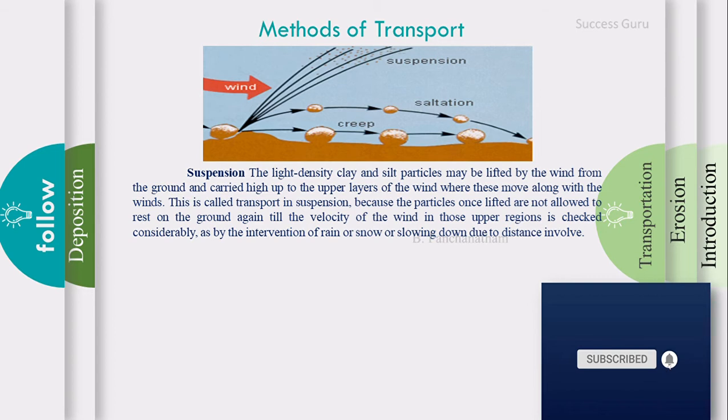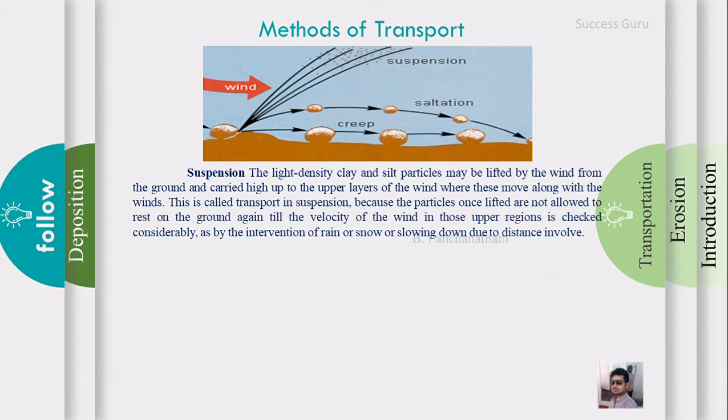The first one is suspension. The light density clay and silt particles may be lifted by the wind from the ground and carried high up to the upper layer of the wind, where they move along with the wind. This is called transport in suspension, because the particles once lifted are not allowed to rest on the ground again till the velocity of the wind in those upper regions is checked considerably, as by the intervention of rain or snow, or slowing down due to the distance involved.